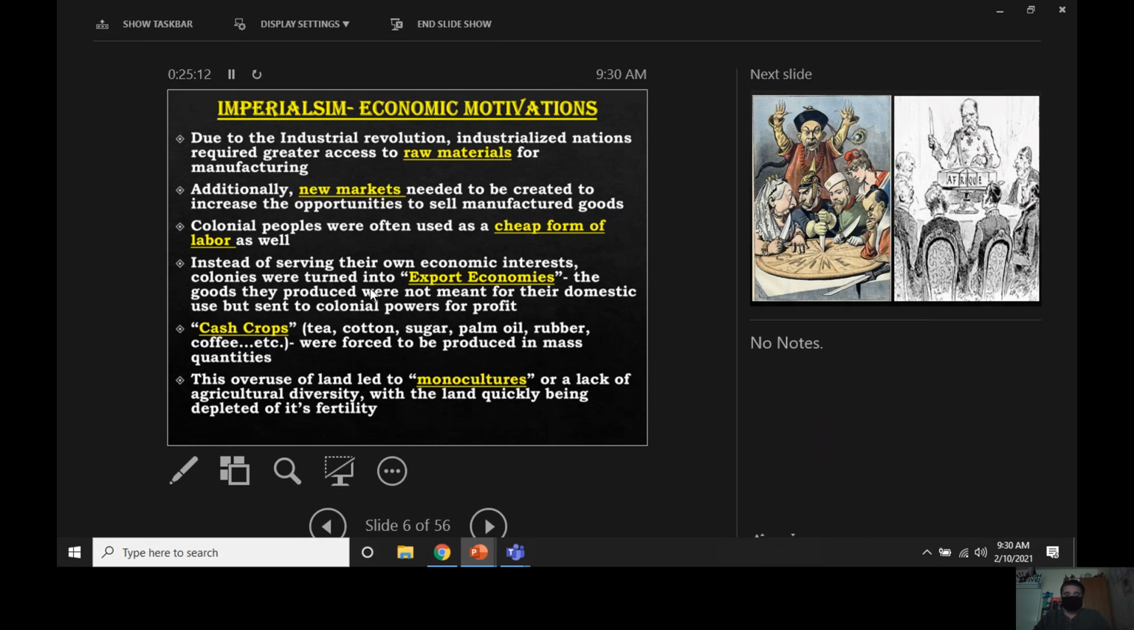This overuse of land led to monocultures, or a lack of agricultural diversity, with the land quickly being depleted of its fertility. So people like the British go in and they see an area that maybe has an abundance in something like sugarcane, where they can at least grow sugarcane, or maybe they can grow tea, the tea plant, which you can't grow everywhere. They would basically force the people in those areas to use the majority of their land to produce these particular crops.